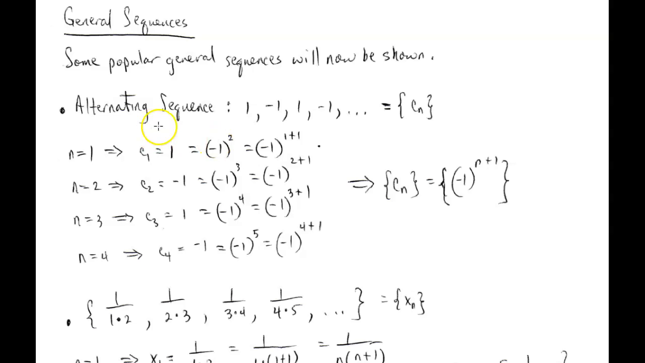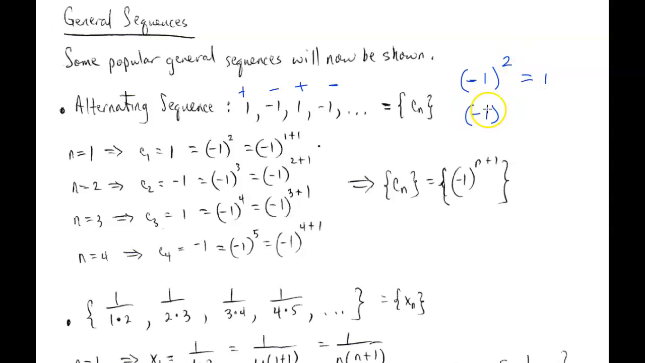So in this alternating sequence, we're going from a positive number to a negative to a positive to a negative. So in general, since we know if we raise any negative number, let's say to an even power like 2, then we know that that's going to be a positive number.